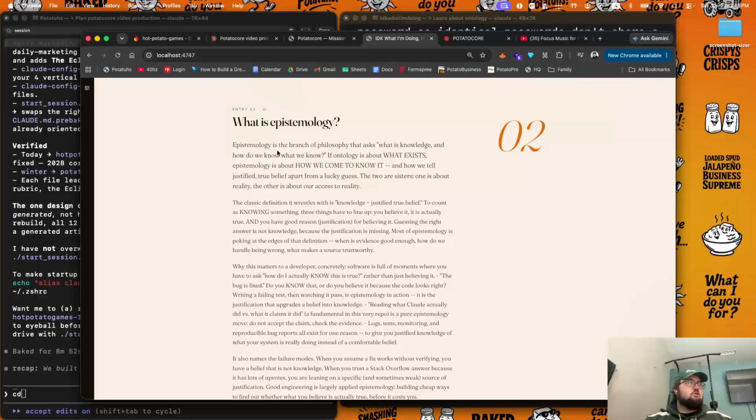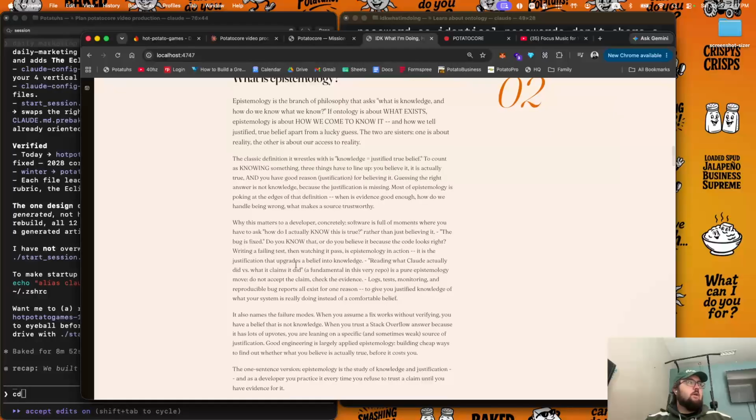but epistemology is the branch of philosophy that asks, what is knowledge and how do we know what we know? If ontology is what exists, epistemology is about how we come to know it and how we tell justified true belief apart from a lucky guess. The two are sisters. One is about reality. The other is about our access to reality.